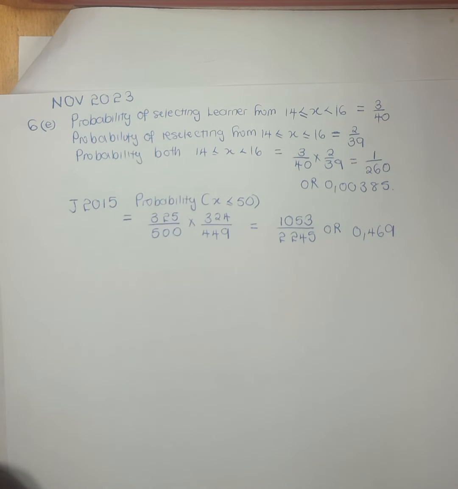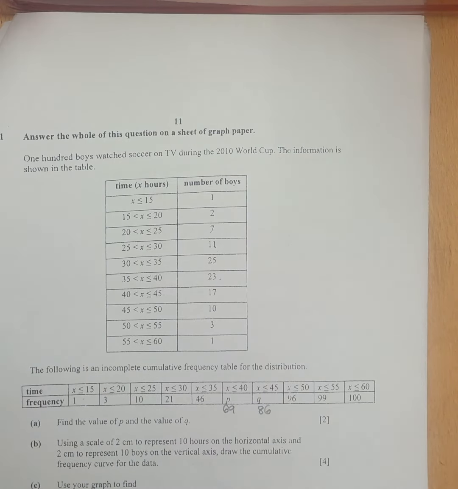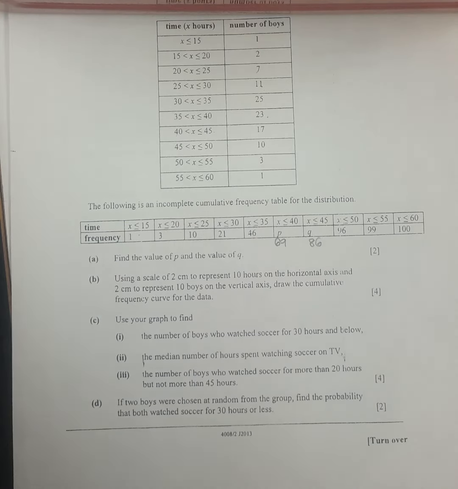We are going to dive in the last example of selecting both items from the same category. We are going to select our question from June 2013, Maths Paper 2. It is saying 100 boys watch soccer on TV during the 2010 World Cup. The information is shown in the table. Then part D, it is saying, if two boys were chosen at random from the group, find the probability that both watched soccer for 8 hours or less.